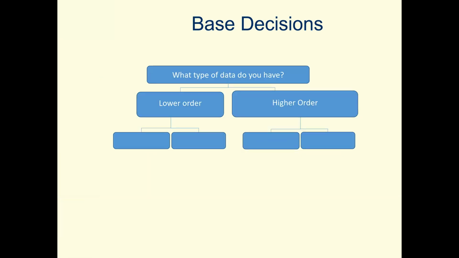Now the base decisions always start with, is our data lower order or higher order? And so again, just pause the video as a point of revision, just make a note about what those four options are. The options for lower order are nominal and ordinal, and higher order are interval and ratio.